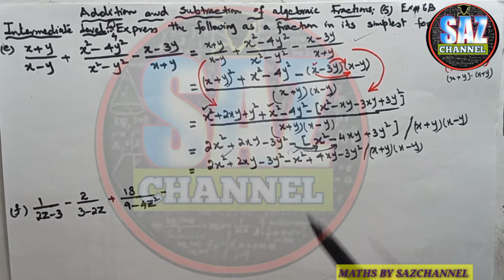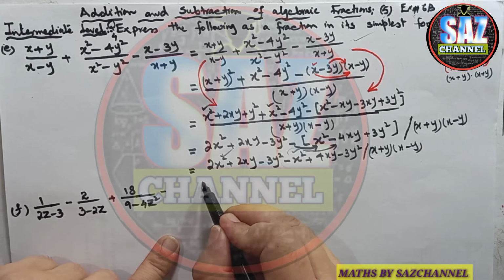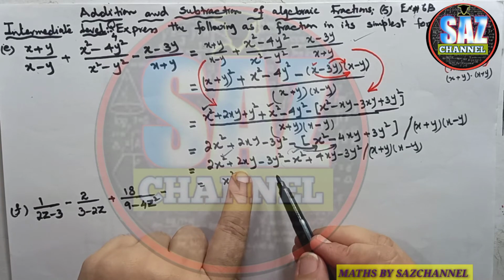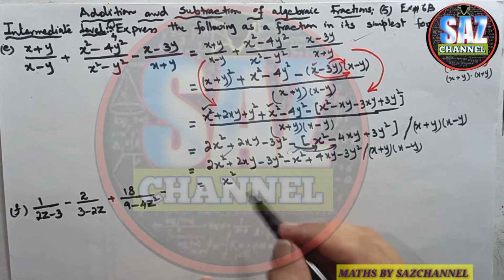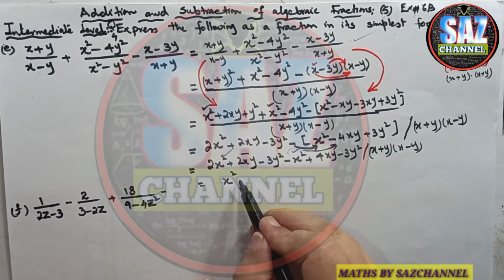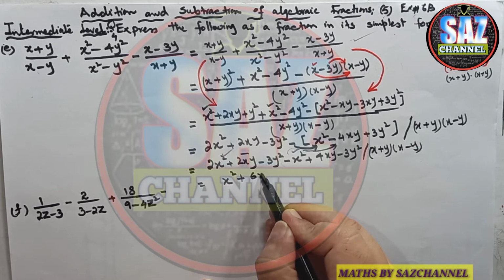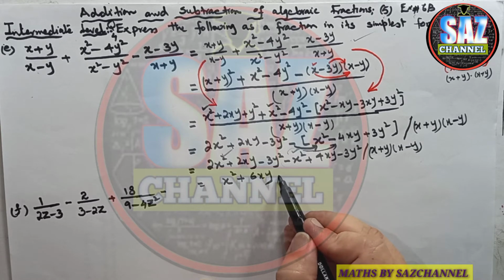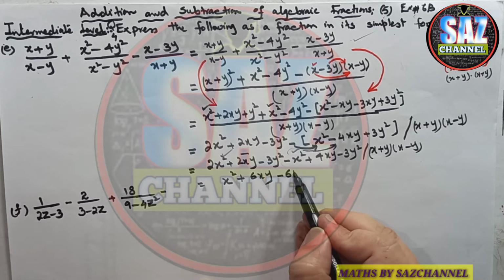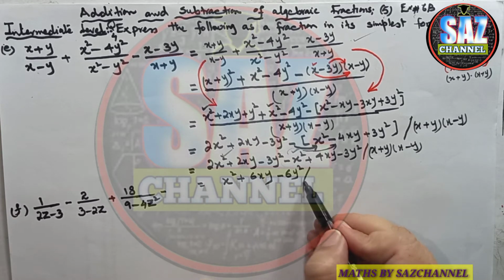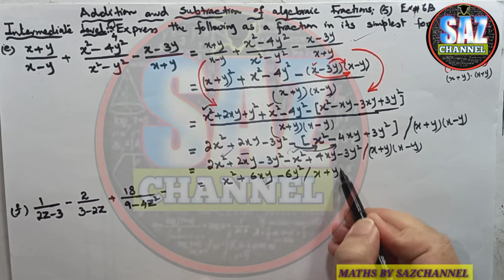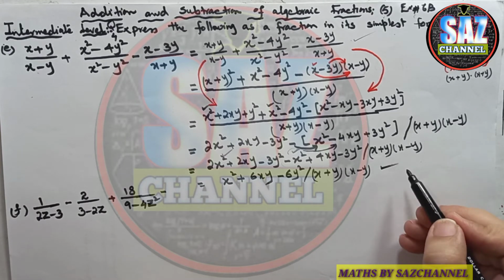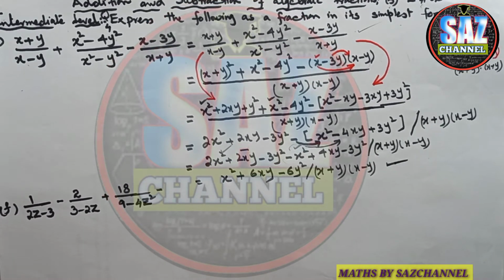I can write it as x square, and then 2xy plus 4xy, 2xy and 4xy, it will give me 6xy, minus 3y square and minus 3y square. It can give me minus 6y square upon x plus y into x minus y. I hope you are clear about this question. Let's move to the next question.